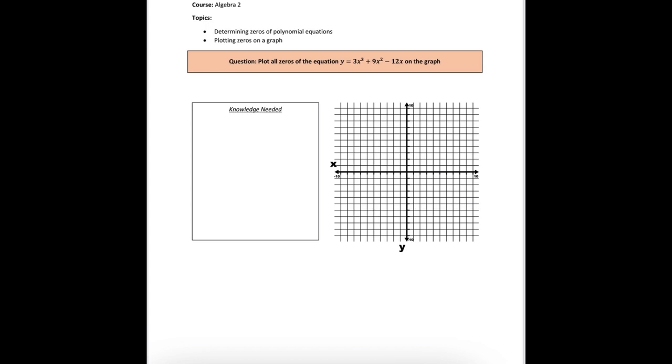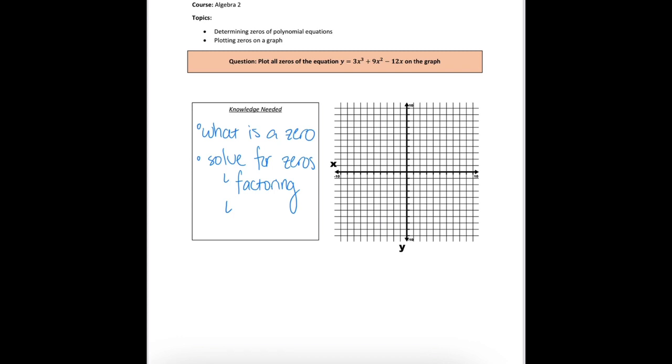The first thing you're going to need to know is, well, what is a zero? Right. The second thing you're going to need to know how to do is to solve for zeros. Right. We'll see what this means in a second, but you're going to need to know how to solve for zeros using factoring.